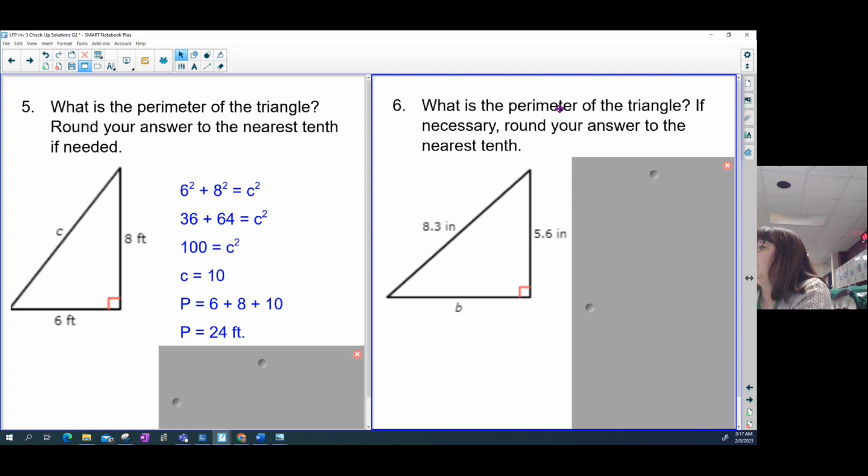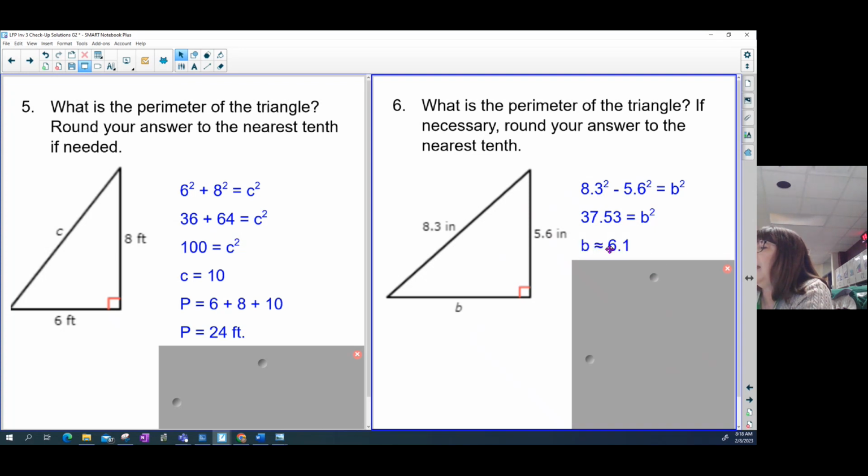Number 6, we're looking for a perimeter again, and it says round your answer to the nearest tenth again. We are given a hypotenuse this time and a leg, so this is going to be our subtraction. We have 8.3 squared minus 5.6 squared equaling b squared. When I do that math, 8.3 squared minus 5.6 squared, I get 37.53 is equal to b squared. Take the square root of both sides, and you get b is approximately 6.1.